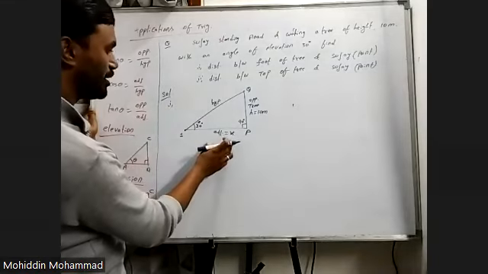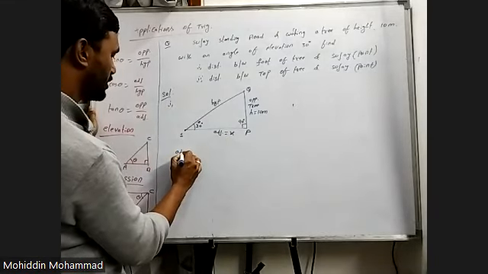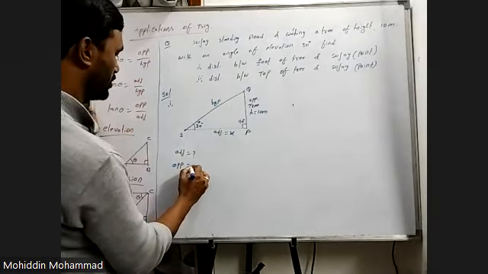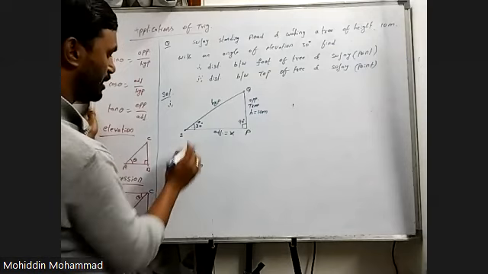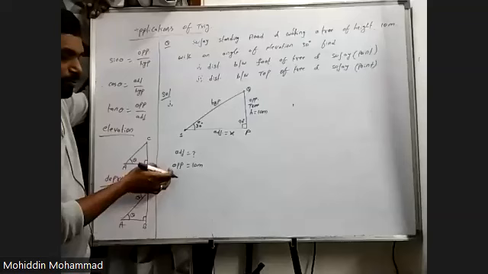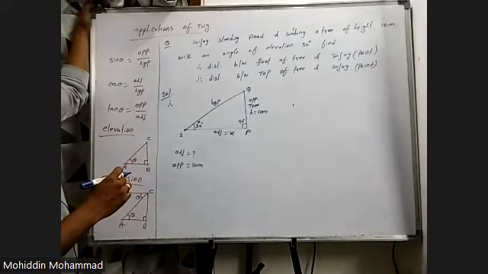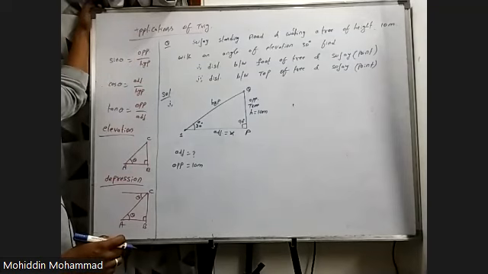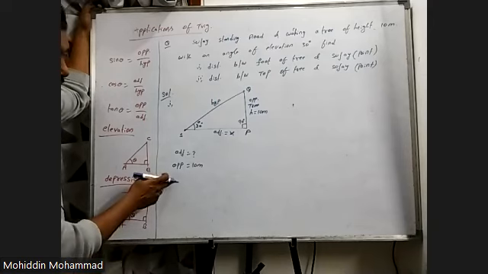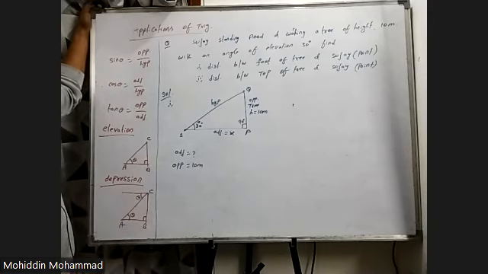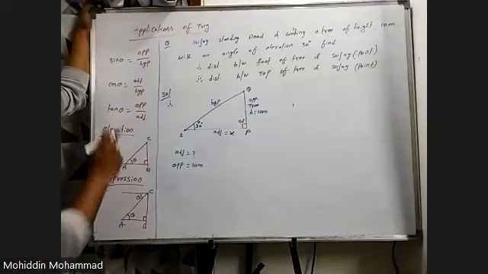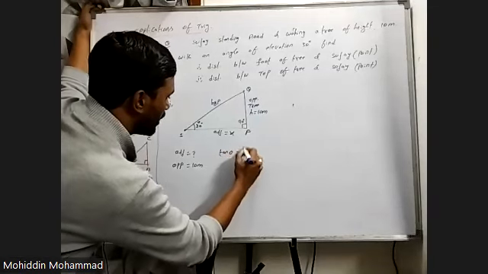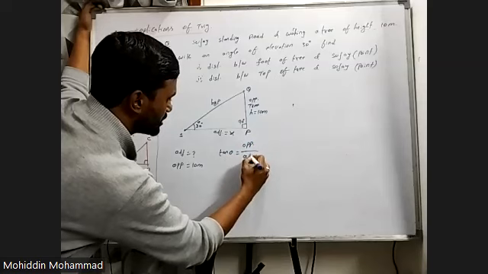So I want adjacent, question mark. What do you know? You know opposite, 10 meters, and you know the angle. What is the relation in trigonometry that gives opposite and adjacent? Tan theta. Among these three, only tan theta gives you that relation. Write that: tan theta is equal to opposite side by adjacent side.